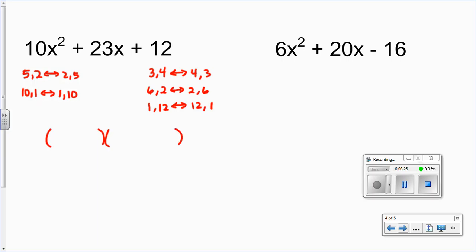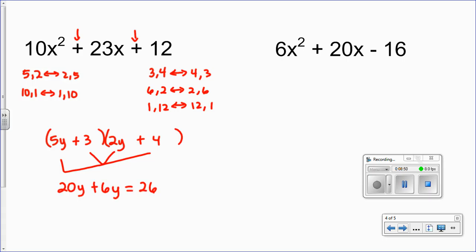Okay, so let's start with the ones closer together, so 5y and 2y. And I'll try 3 and 4. I know positive and positive because I have positive, positive here. So my outer is 20y. My inner is 6y. That gives me 26y. Nope, not what I want. Okay, so it's not 3 and 4. Let's try 4 and 3.